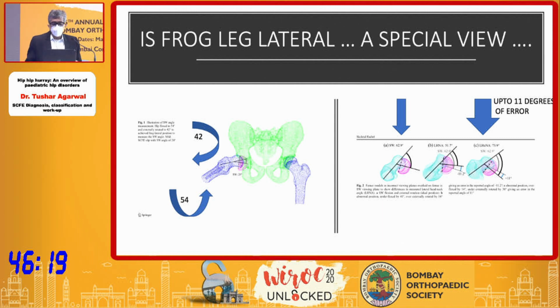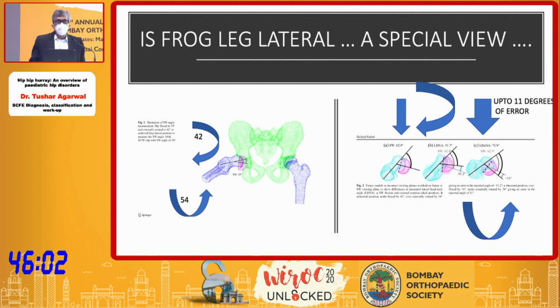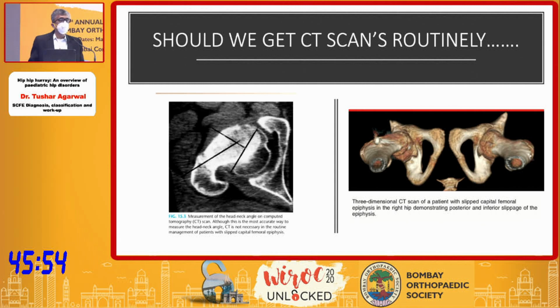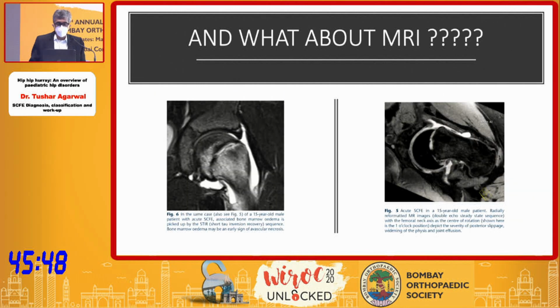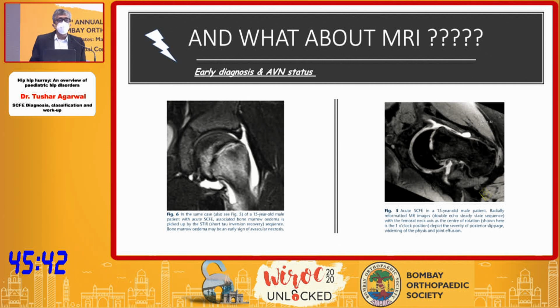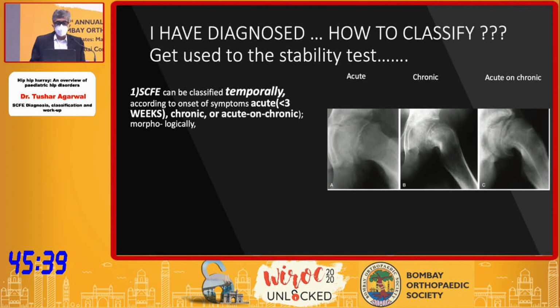Now, was the frog leg view appropriate? For the ideal frog leg view, you require 54 degrees of flexion and 42 degrees of external rotation. If you increase the external rotation, you misdiagnose or underdiagnose the SCFE, and if you increase the flexion, then you overdiagnose the SCFE. So having an ideal frog leg view is very important. It may be difficult in painful patients, so CT scan is very important. That's the most ideal way of diagnosing the head-neck angle, and also the relative femoral retroversion which may be hidden. MRI tells us about early diagnosis, AVN status, and also the degree of displacement.